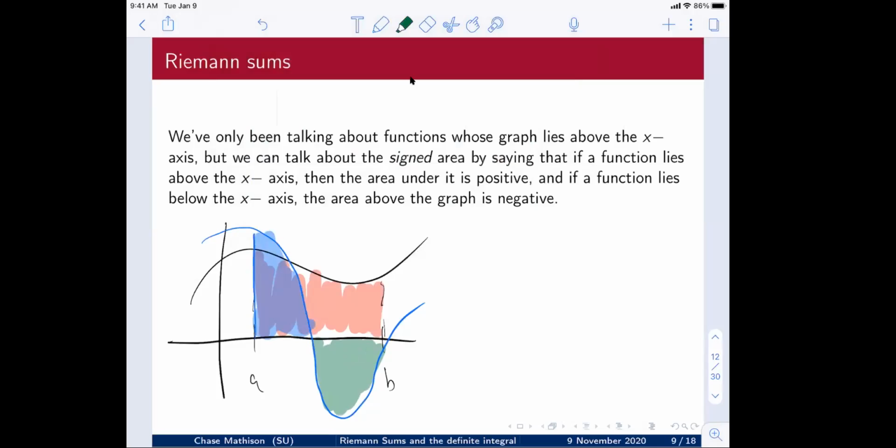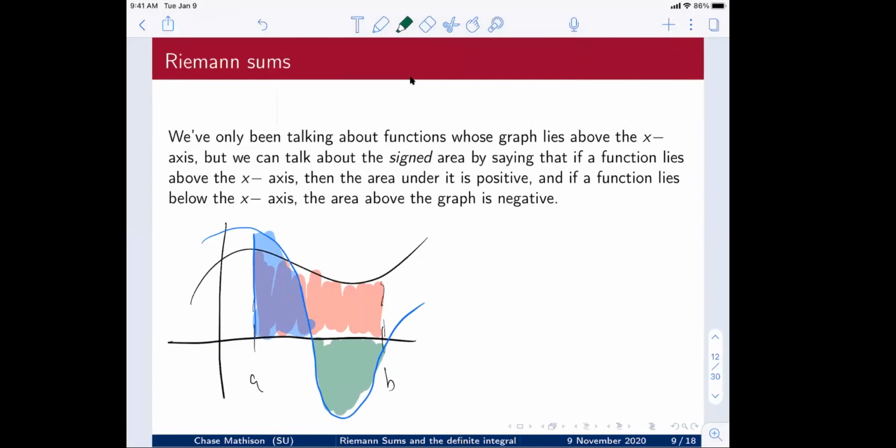So this is the idea of signed area. If a function lies above the x-axis on some interval, the area underneath it is positive. If the function lies below the x-axis, the area between it and the axis, really above the curve, is negative, okay?